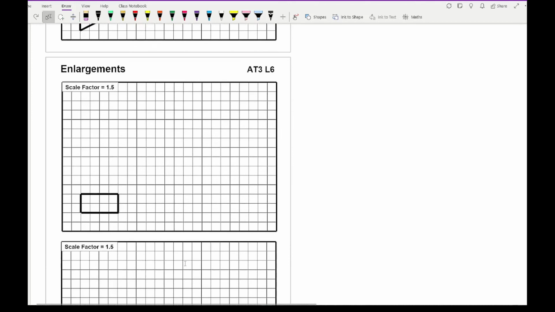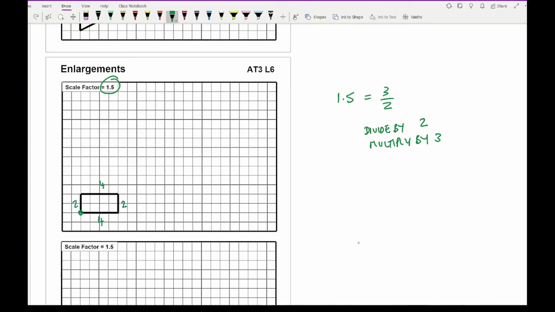Now when we move on to ones that are a little bit more complicated, so here we've got a scale factor of 1.5. So 1.5 is the same as 3 over 2. So what we need to do here is we divide the length by 2 and then multiply by 3. So we divide by the bottom number, we times by the top. So again, writing down the dimensions, I've got 4, 2, 4, 2.